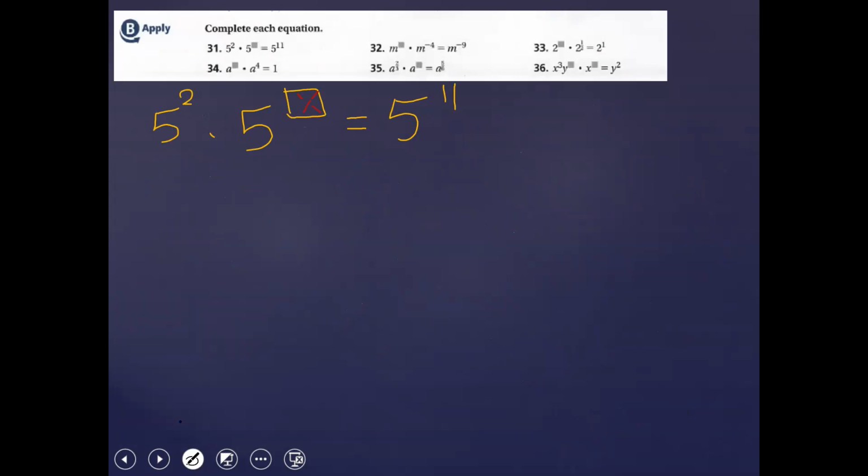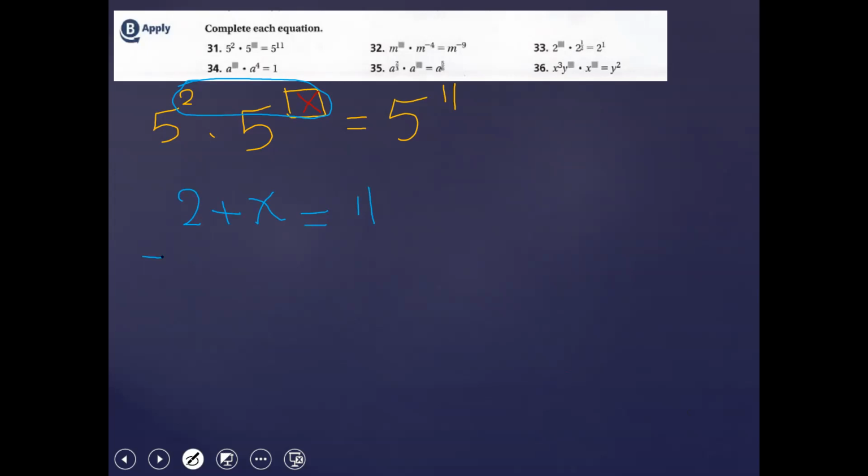Now, here what we have to do. They are multiplied, so I will ask myself, since they are multiplied and have the same base, the equation is now 2 plus x. Can you tell me why 2 plus x? Because I multiplied two powers that have the same base, so I will add the powers. So 2 plus x equals 11.